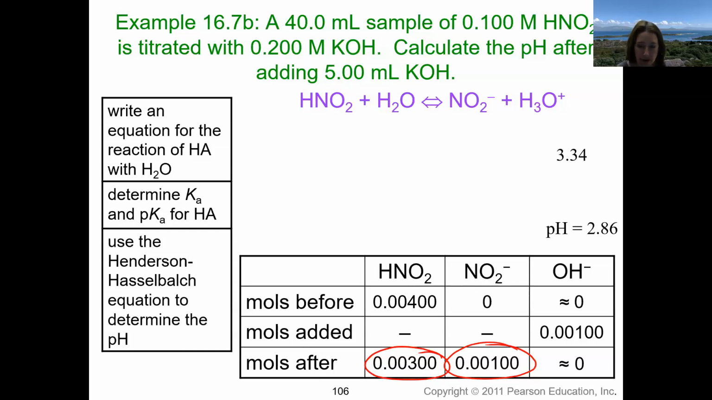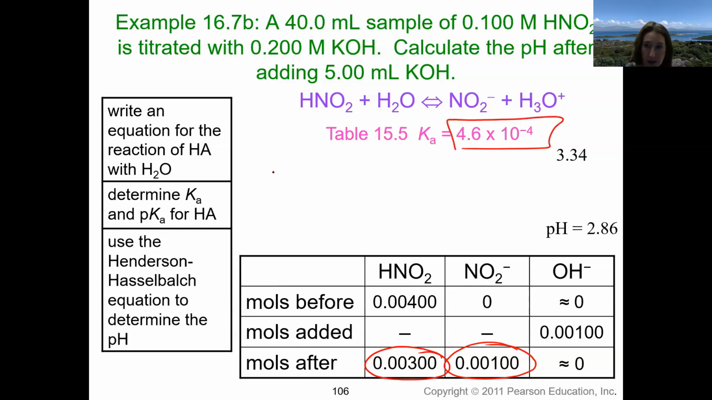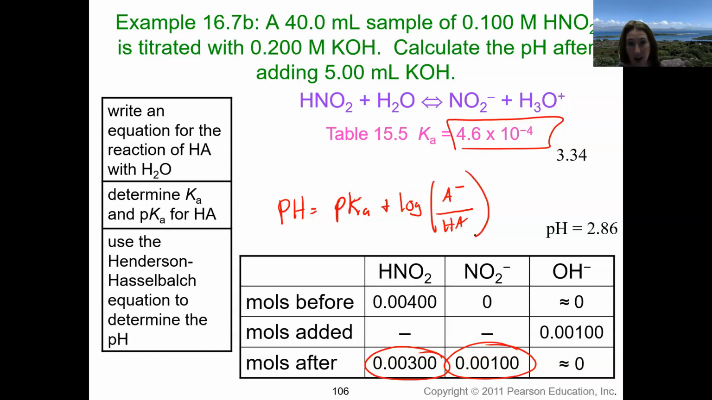So the Ka for this one is 4.6 times 10 to the negative 4. And remember, for Henderson-Hasselbalch, pH equals the pKa plus the log of the conjugate base over the acid. I think of it as base over acid, like ba, like a sheep. So we just need to take the negative log of the Ka and plug it in here. Here's our conjugate.